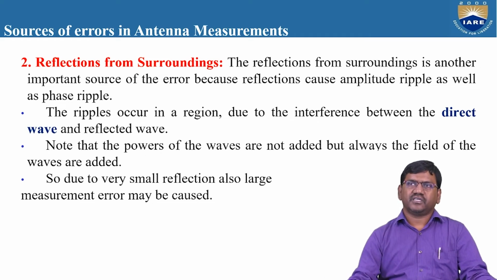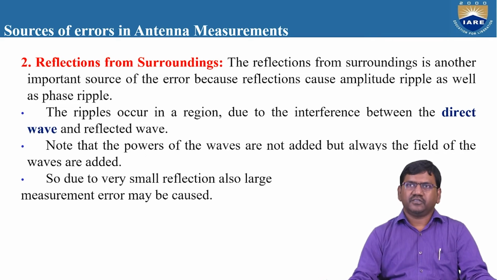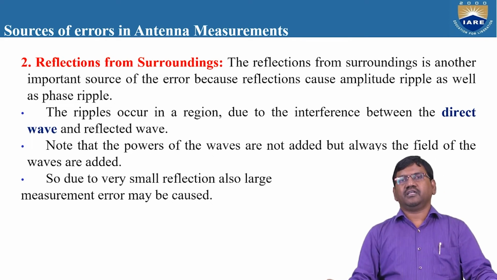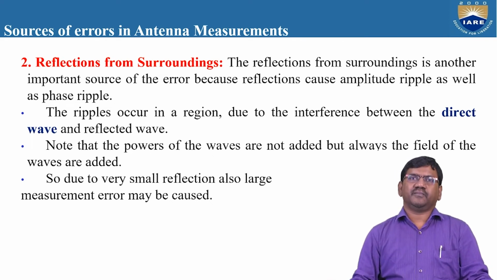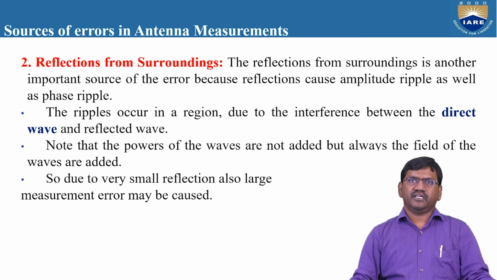So the reflections from the surroundings are another important source of error, because reflections cause amplitude ripple as well as phase ripple. That means it will have an impact on the amplitude, and at the same time the phase of the electromagnetic wave will change, and the velocity of the wave will also change. The ripples occur in a region due to interference between the direct wave and the reflected wave.